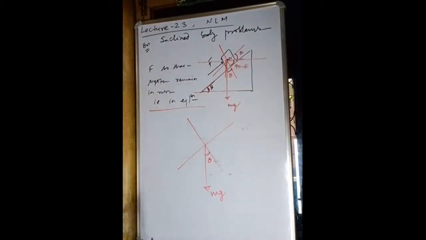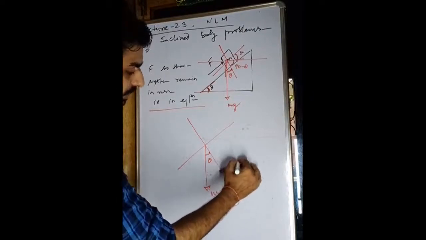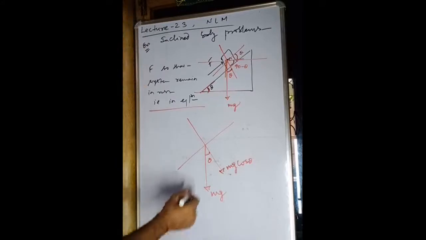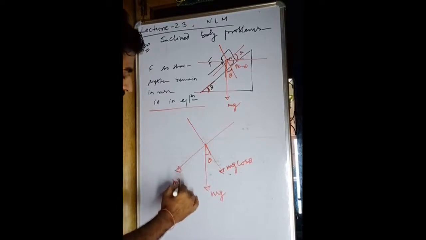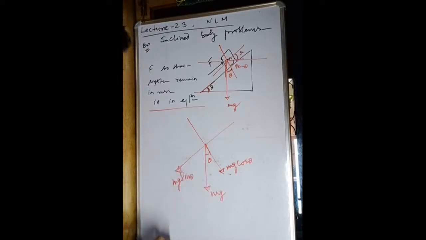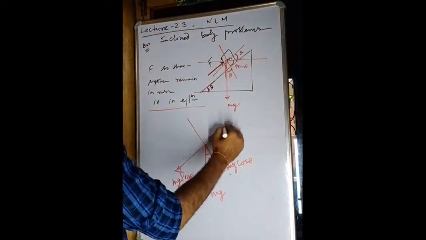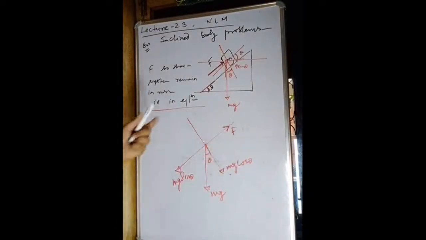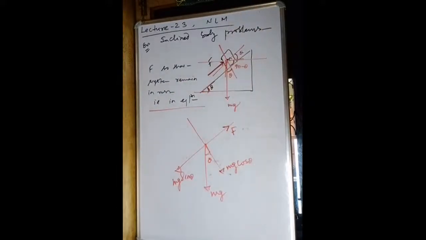This was not very difficult, my dear student. Now, this mg will have two components. One is mg cos theta. We know that the axis with which the angle is theta takes the component with the cosine, and this will be mg sine theta. Am I right? Now, if the force is acting in this direction, you can represent the force in this direction. This is not very difficult.